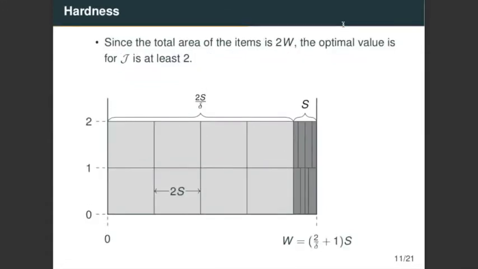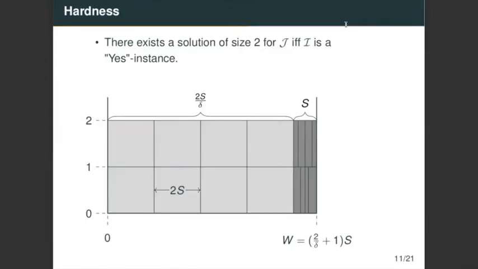Another observation is that since the total area of the items is exactly 2 times w, the optimal value for J is at least 2. And because of the previous observation, either we have a solution of size 2, or the solution has size at least 3. We show that there exists a solution of size 2 for J if and only if I is a yes instance for the partition problem.